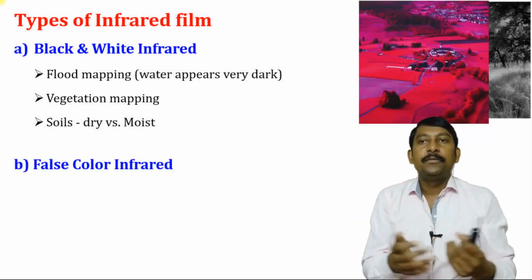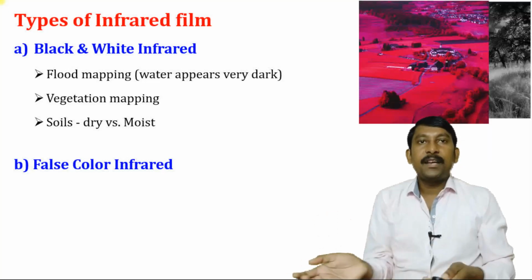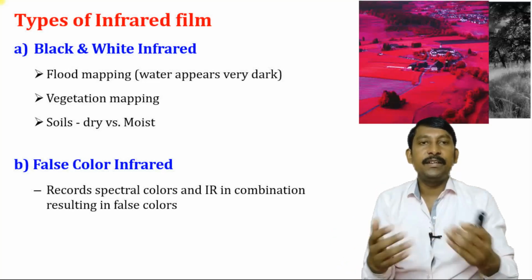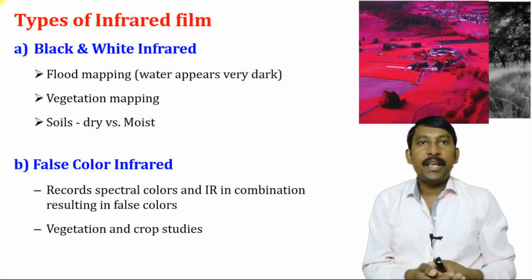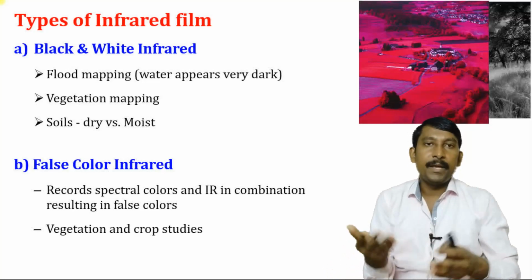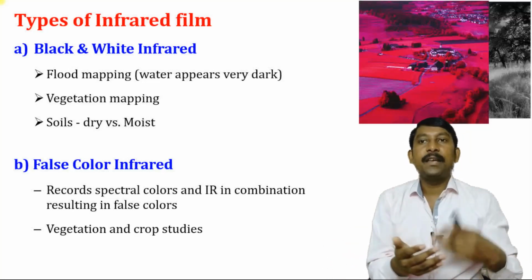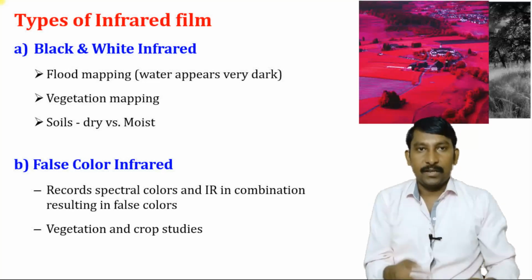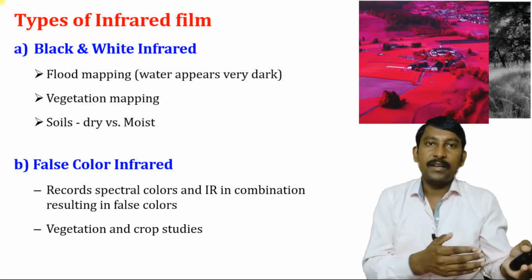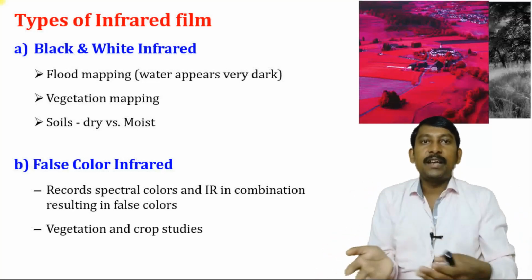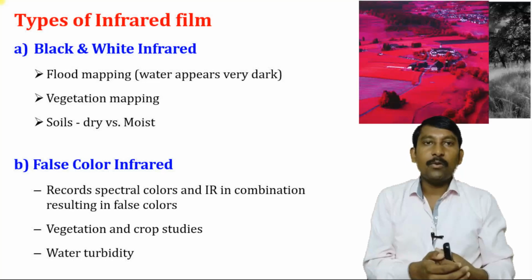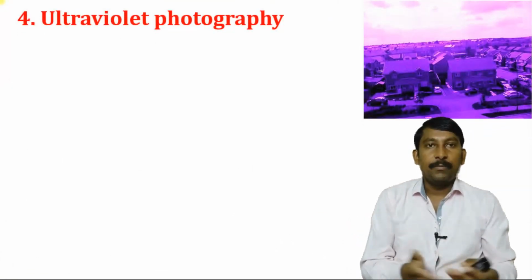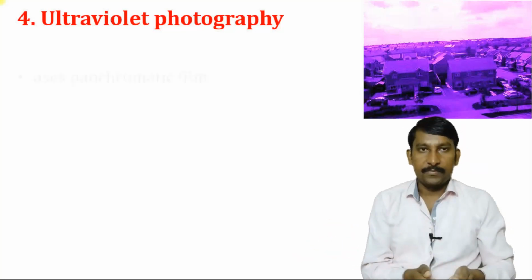The next type is the false color infrared film. False color infrared films record spectral color and infrared in combination, resulting in false color. For vegetation and crop studies, we can use false color infrared. In this false color infrared, vegetation appears in different colors. For example, green vegetation appears in red or pinkish color. These are the false colors. Also used for water turbidity.